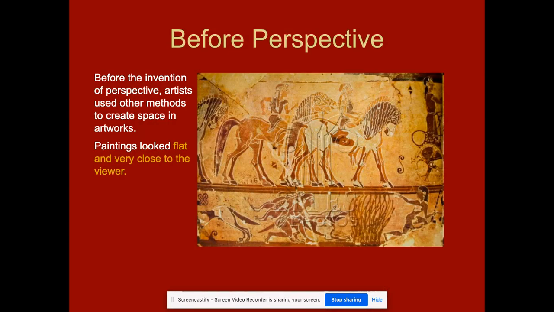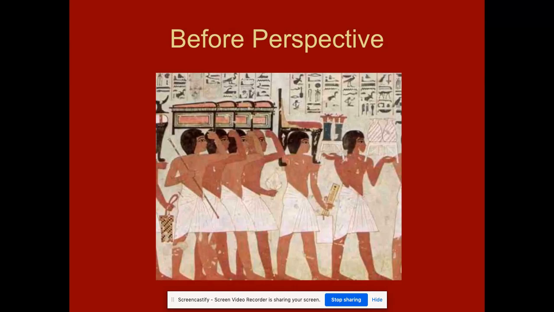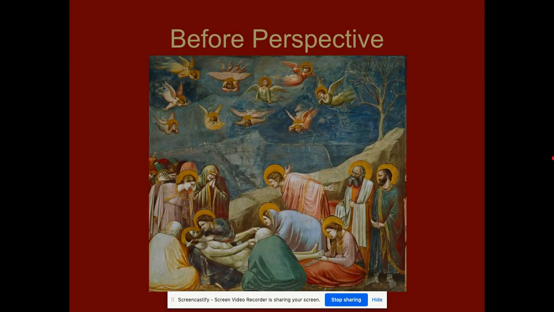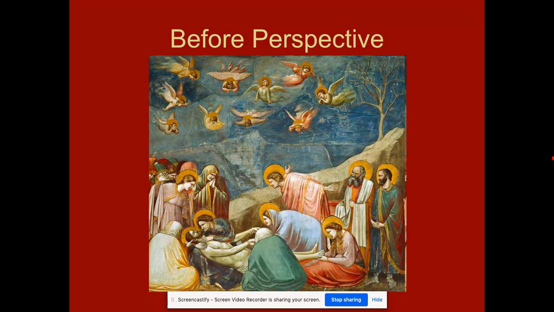So before the invention of perspective, artists used other methods in order to create space in artwork. However, paintings still looked very flat and very close to the viewer. We didn't quite yet have the understanding of how to make things appear to look three-dimensional. So as you can see, everything was a little flat. Here's another example. Artists did use a lot of overlapping in these scenes, but still you don't have that same sense of depth as you do with perspective.